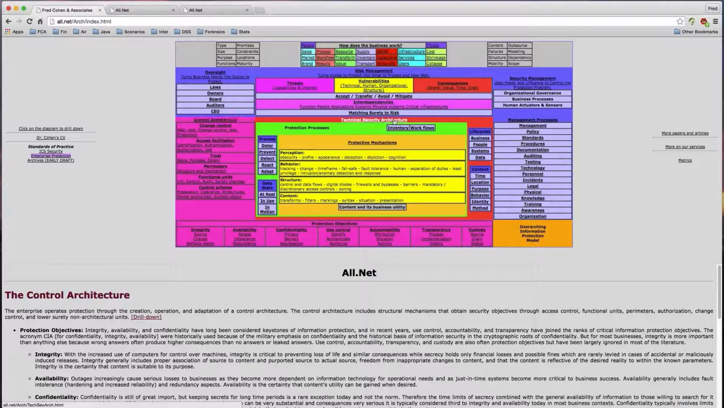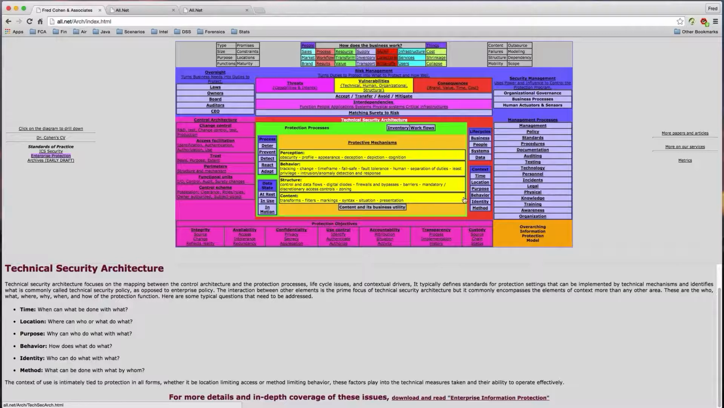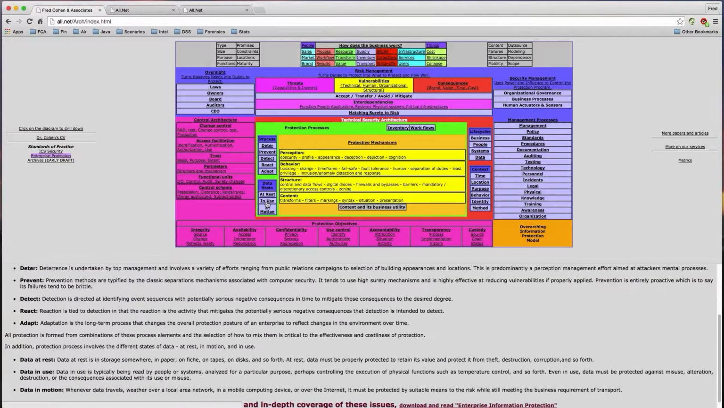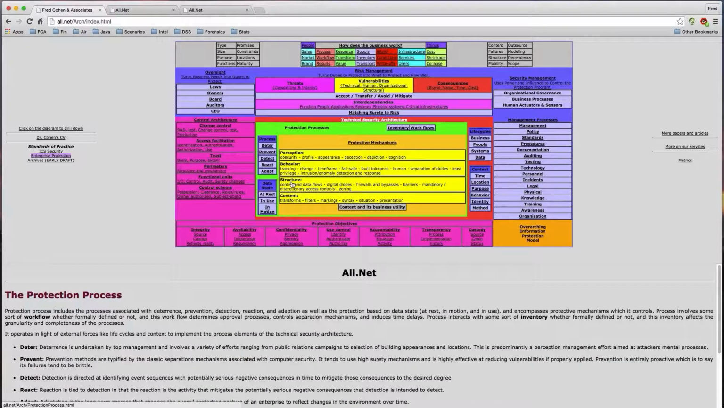Once you understand those things, you can then build technical security architecture, which includes inventory and workflows. It also addresses life cycles of business, people, systems, and data, contextual issues of time, location, purpose, behavior, identity, and method. It has the process, which includes deter, prevent, detect, react, and adapt, data state, which is protection of data at rest, in use, and in motion. And then deals with protective mechanisms, perception, behavior, structure, and content that are in contact with the content and assure its business utility.